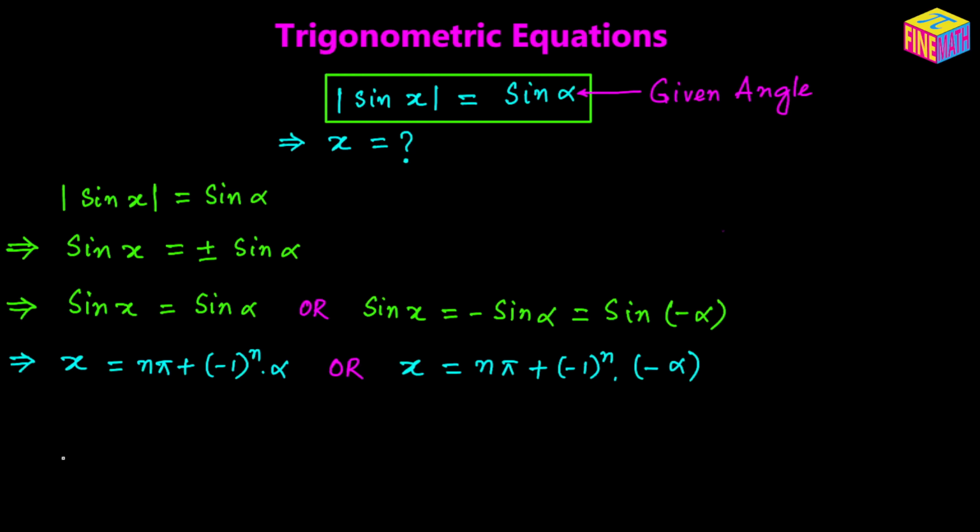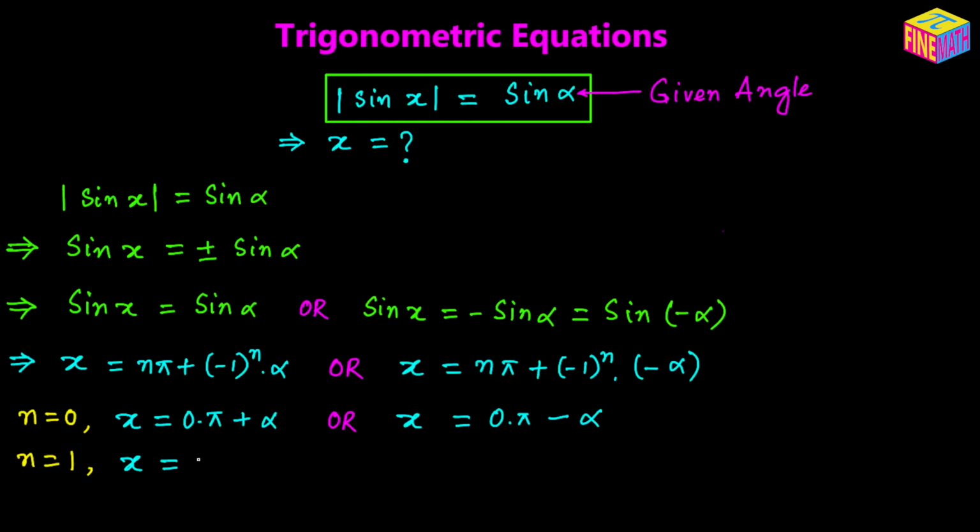When n is 0, from the first one, what would be the value of x? Well, x will be equal to negative 1 raised to the power 0 times alpha, so that would be just positive alpha. Or we can say 0 times pi plus alpha. And similarly, from the second one, it would be 0 times pi plus negative 1 raised to the power 0, that will be positive 1 times negative alpha, so that would be negative alpha here. Now let's try a value of 1. Then from the first one, x will be equal to 1 times pi plus negative 1 raised to the power 1, that will give us a negative sign, so that would be negative alpha.